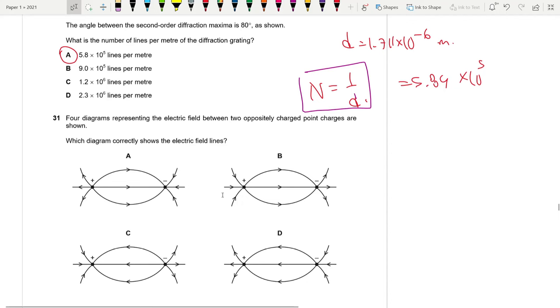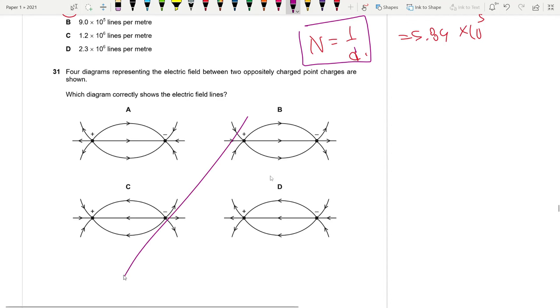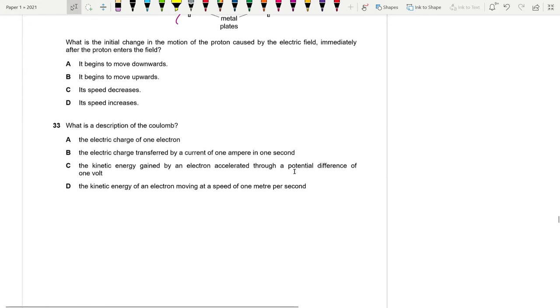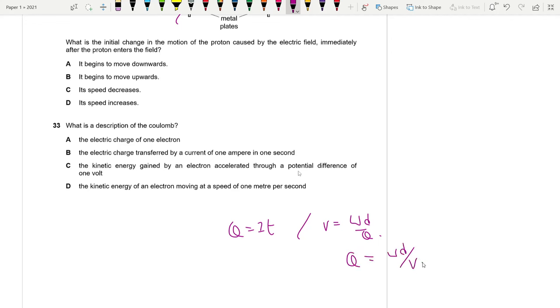Moving on to the last section of the video. We don't have 31 in our syllabus. It's not included anymore. 32 is also excluded. Okay. So 33, what is the coulomb? Remember, Q is equal to It, or voltage is equal to work done by charge. So Q is equal to work done per volt.